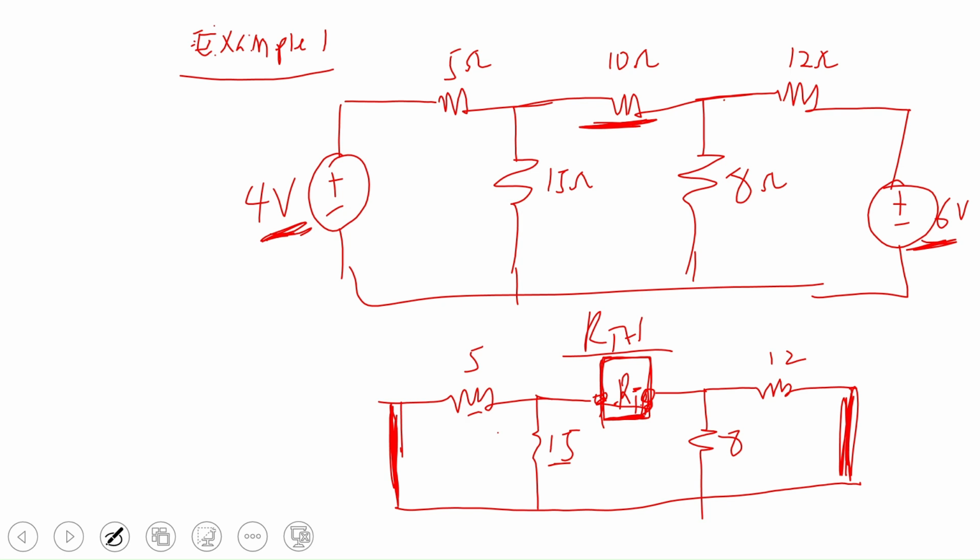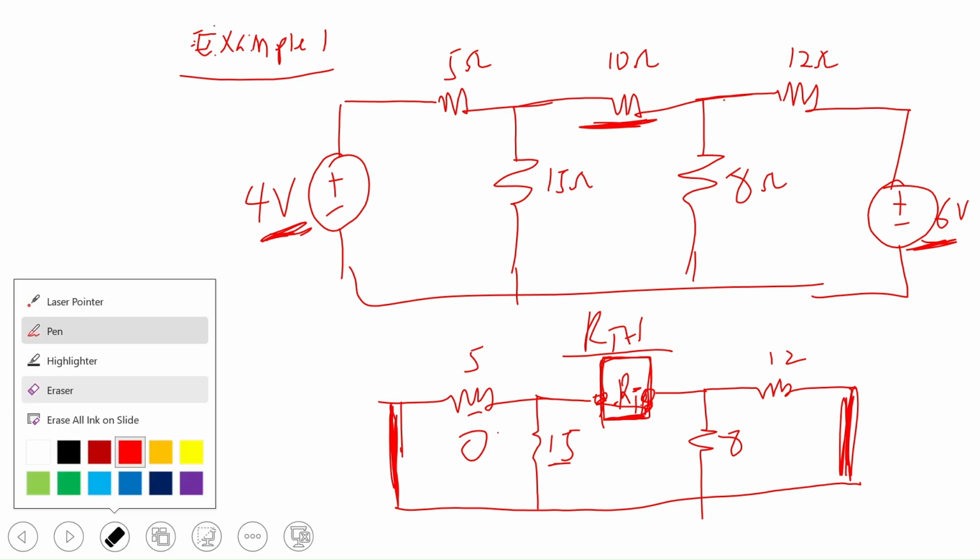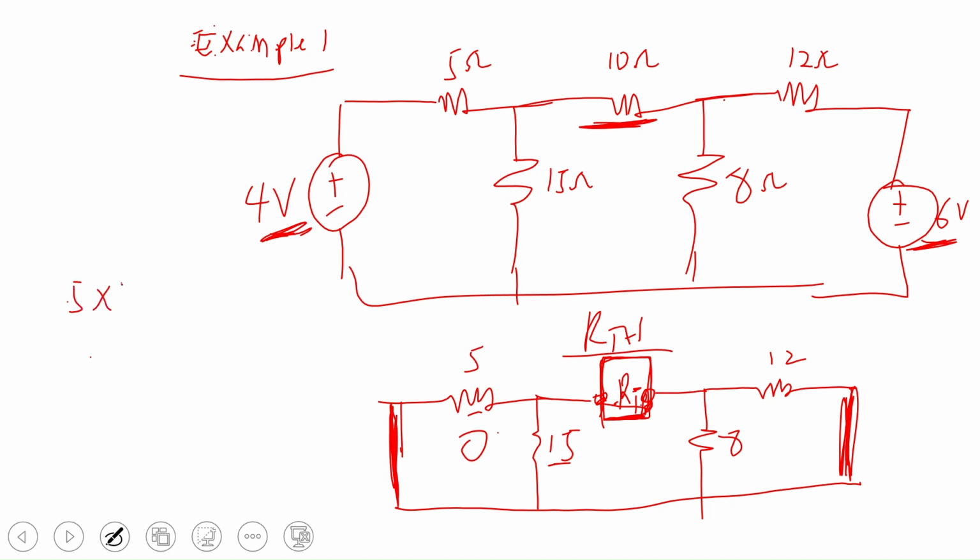And if you have watched our videos on things in parallel, you realize that if I can go around 5 and 15, then I know that they are in parallel. So I put 5 times 15 over 5 plus 15. And this is going to give me 15 over 4. So you can see 5 and 15 are in parallel.